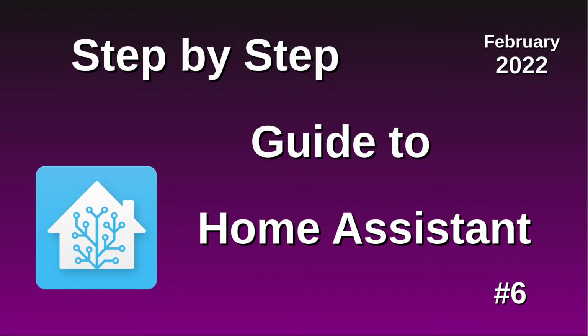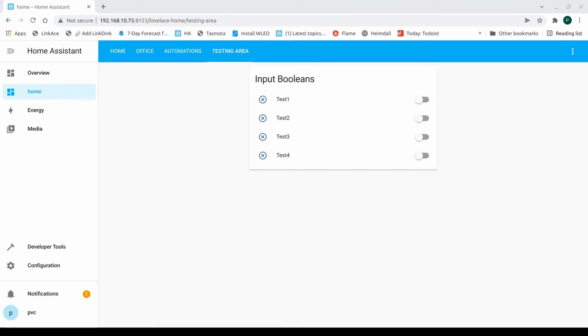Welcome to number 6 of the step-by-step setup guide to Home Assistant. Today, we will discuss scripts and automations that are based on entities.